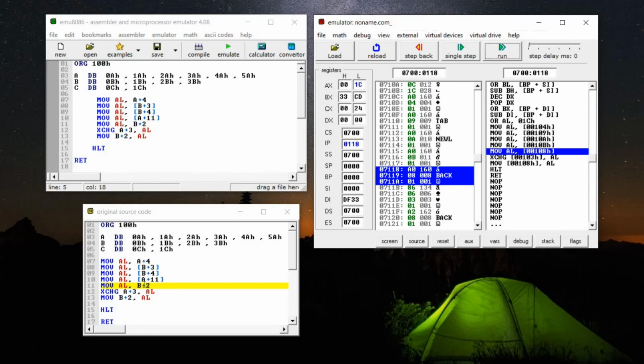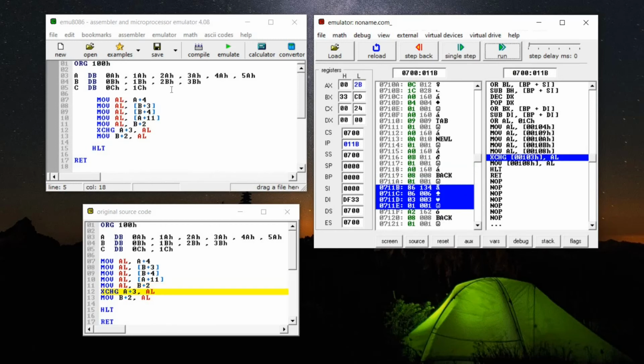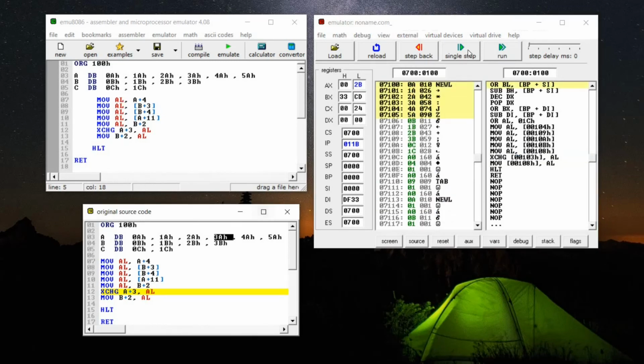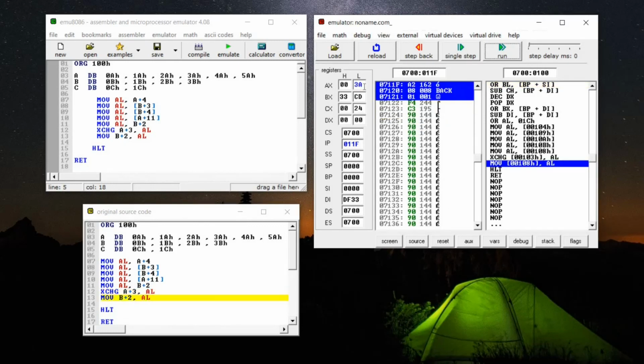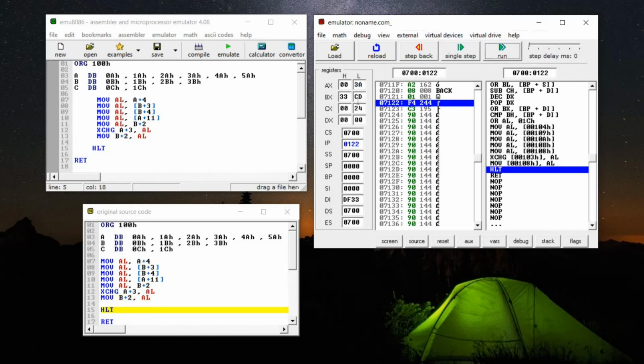We call move AL, B plus 2. You get 2B. We exchange B plus 2 with A plus 3. B plus 3, 3A. So B plus 2 has been exchanged with A plus 3. We call back the B plus 2. We get A, 3A. That's all. Thank you.